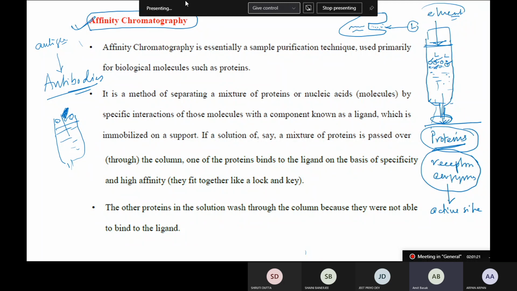And the only problem is that it is a little bit expensive, because attaching the ligand to the gel makes it costly. But today, if you get a very tiny amount of the enzyme or the protein, that is enough. Enough means there is a process.